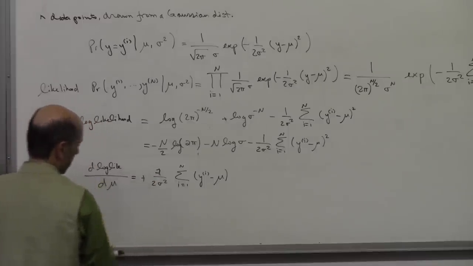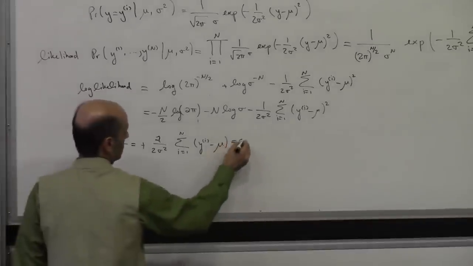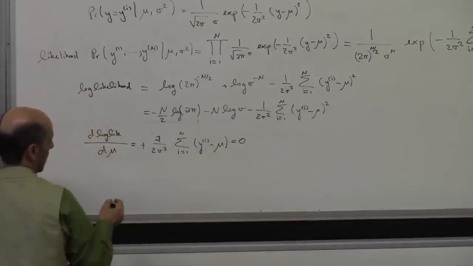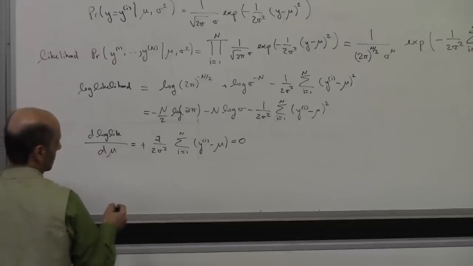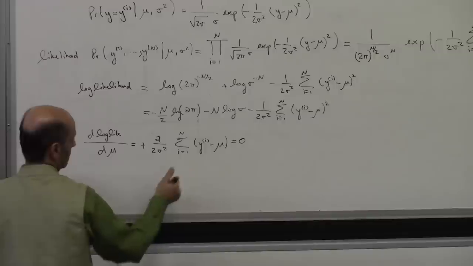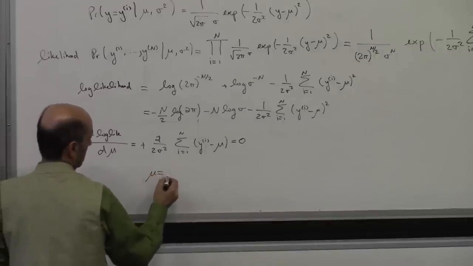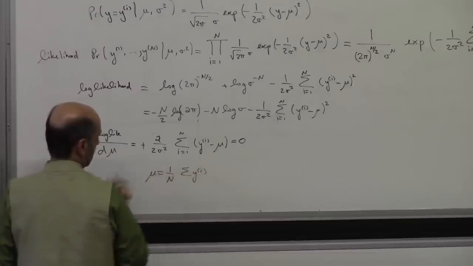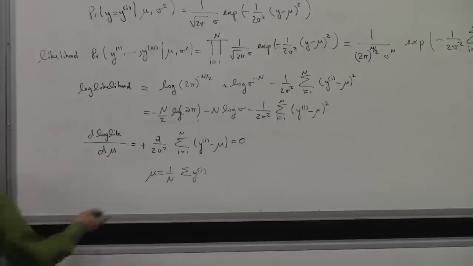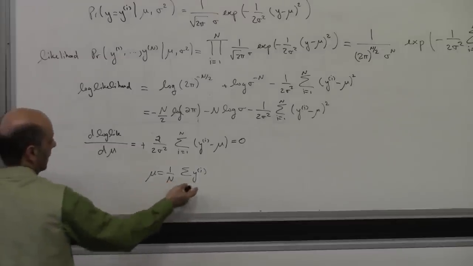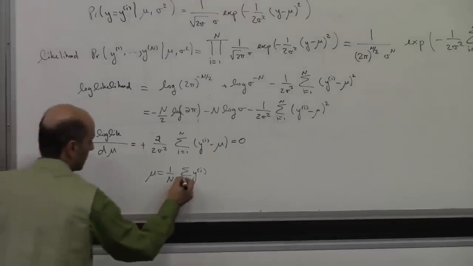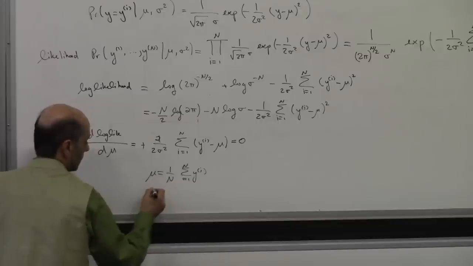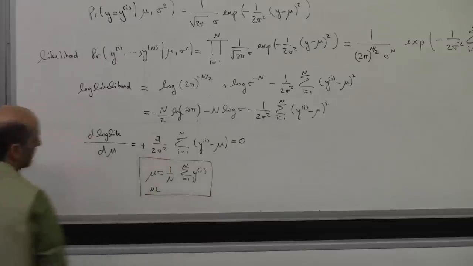So when I solve for mu, set this equal to 0, solve for mu, I get 1 over n sum of yi. So that's your typical, this is how you find the mean of a normal distribution, by finding the sum of the values, dividing by the number of elements. And this is the maximum likelihood estimate of the mean of that distribution.